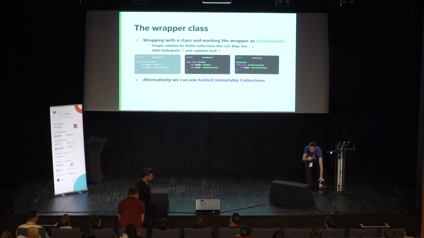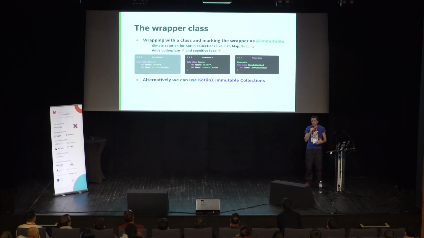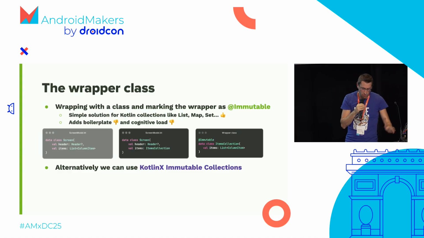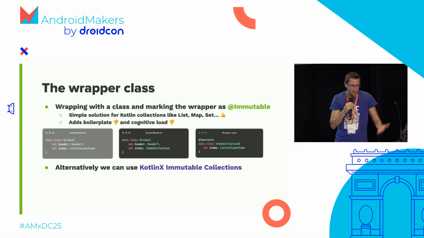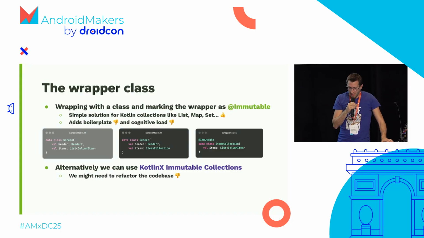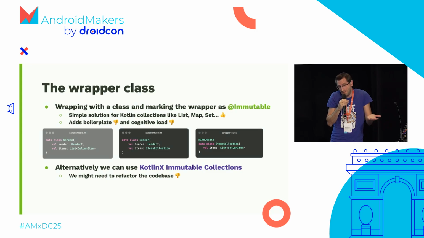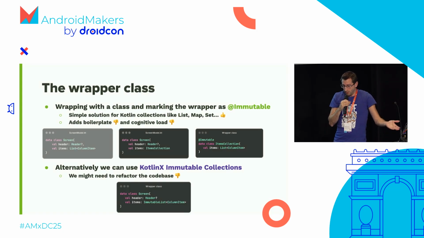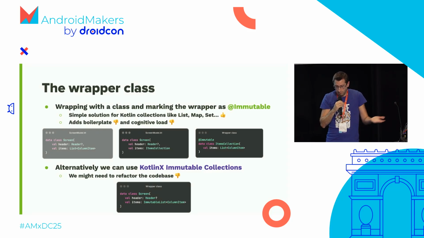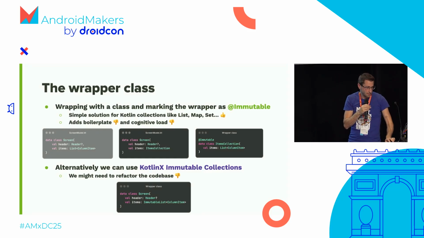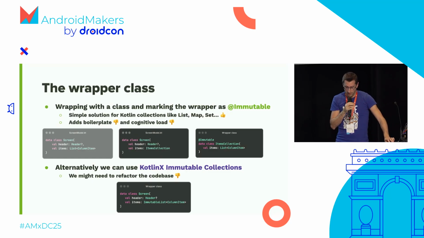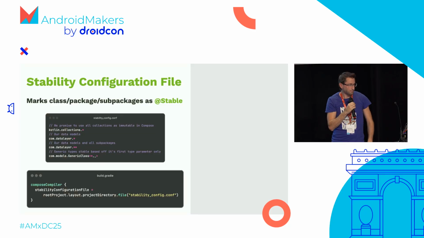Alternative, we can have Kotlin X immutable collections. This is from the good fellows of JetBrains. They have this library. It's in alpha forever, so beware. But it has collections that actually respect immutability. But if you already have a code base, it means maybe you have to refactor quite some code. And it looks like this. Instead of having a list, you have an immutable list. Cool. Yeah, thank you. It works. But most of these solutions are for lists and collections, especially the immutable collection of Kotlin X.